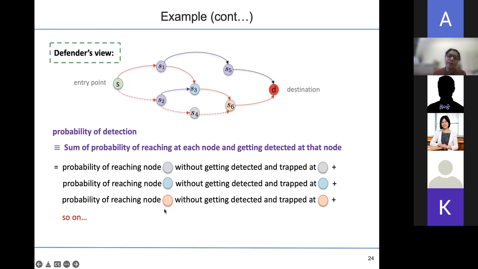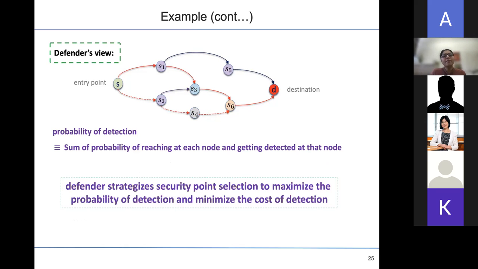So I have enumerated this here just to get a visual of how this is happening. And then finally, you can view that the defender's goal is to strategize the security checkpoint selection in order to maximize the probability of detection while minimizing the cost of detection.